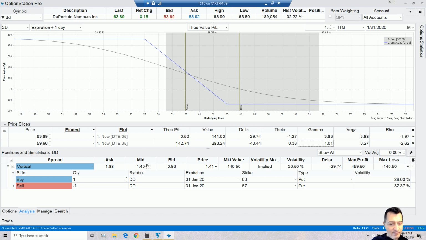Okay, so that is the other benefit when you are about to place an order. To be honest, I do it here when I look at the ask and the bid price, and I look at the mid.